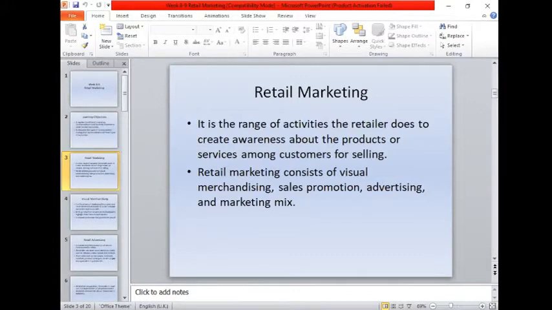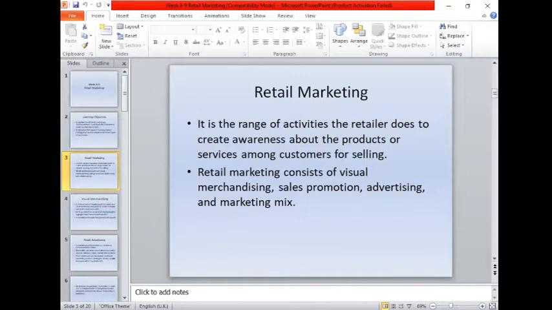What is retail marketing? Retail marketing is the range of activities which use a lot of platforms or tools to promote and communicate the products and services offered by the retail stores, and also to create awareness about what the retail store has to offer, in order to sell those products and services to the customers.